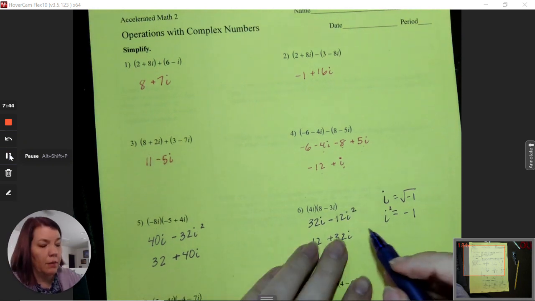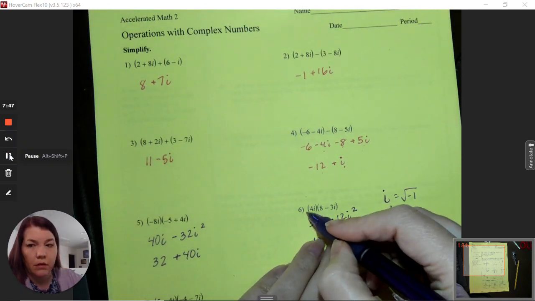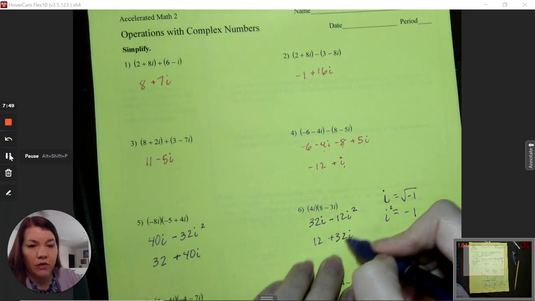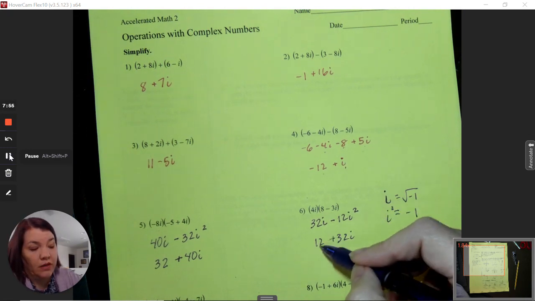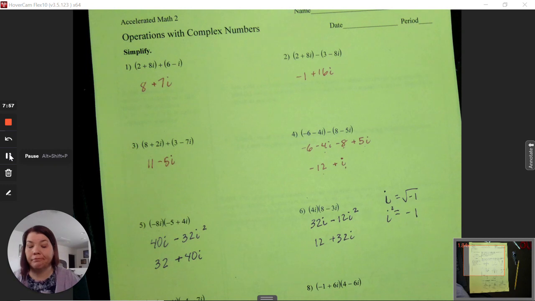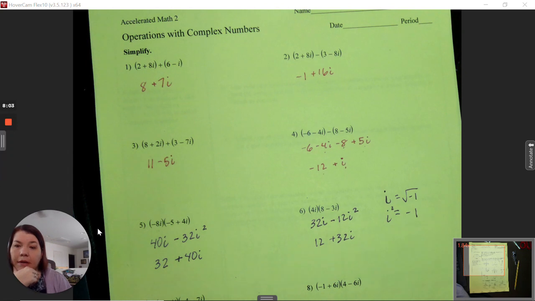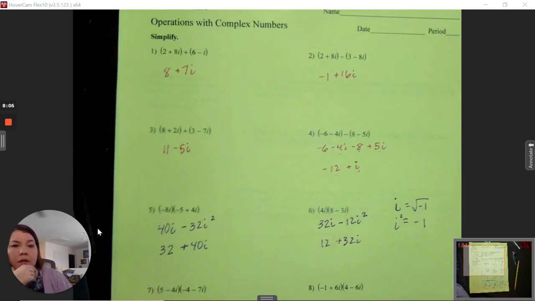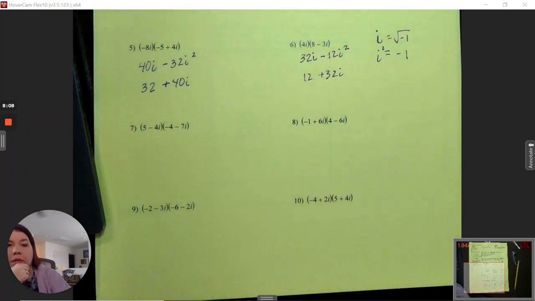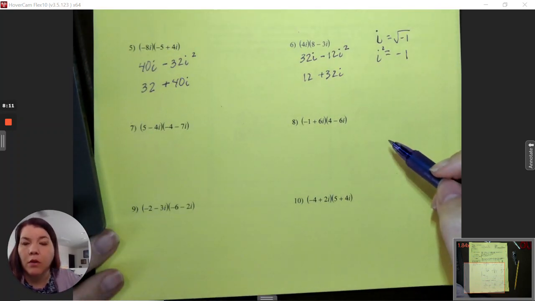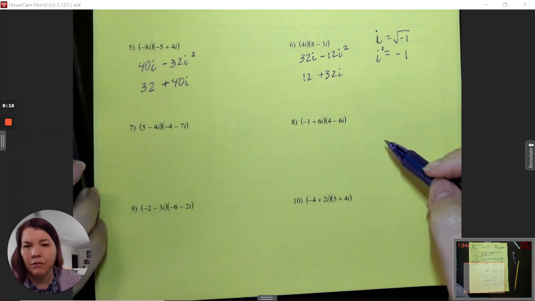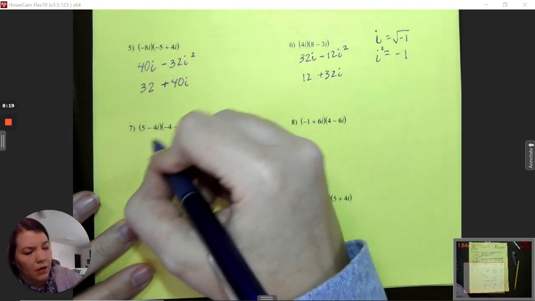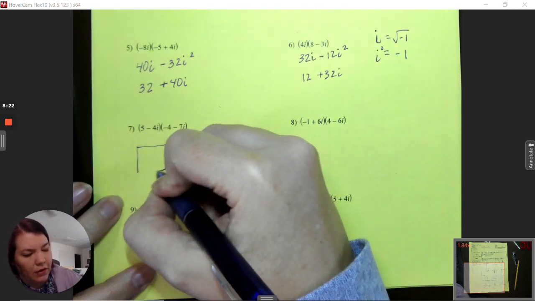The same idea, distribution, 32i, distribution, -12i squared, 12i plus 32i. -12i squared becomes positive 12. It's the trickiest part. All right, you've got 4 more to try, so let's see what we got here. 4 more to try. So I'll do one more example, and we're going to use the area model this time because the other example I did without the area model. That'll be good.